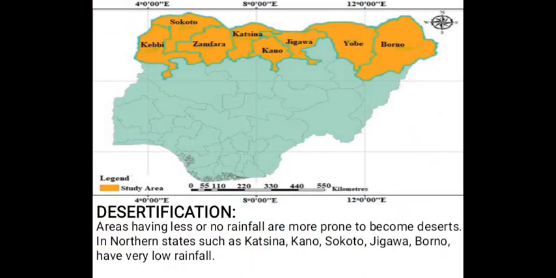Now, desertification. Areas having less or no rainfall are more prone to become desert in northern states such as Katsina, Kano, Sokoto, Jigawa, Borno. These have very low rainfall.